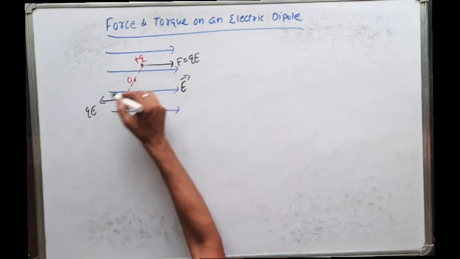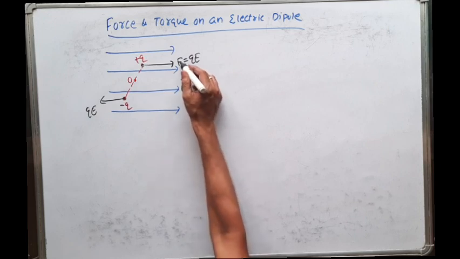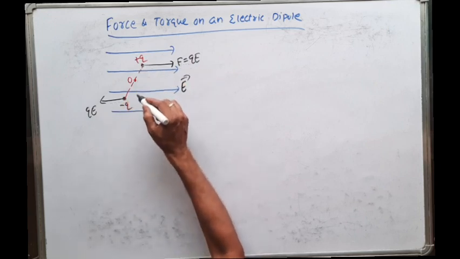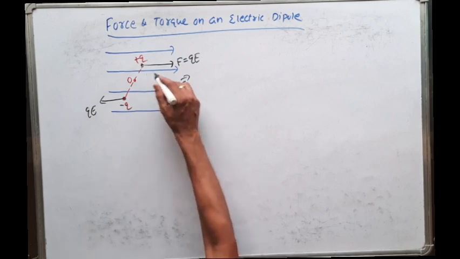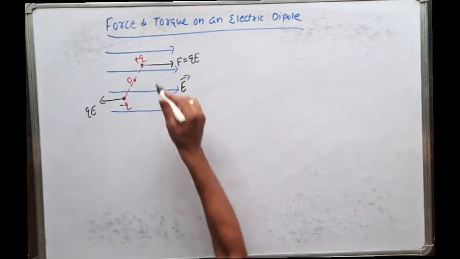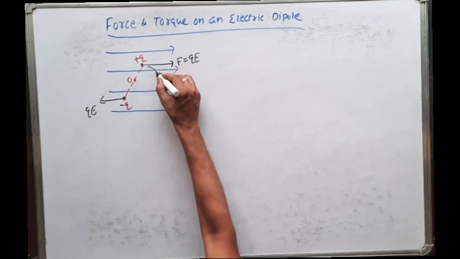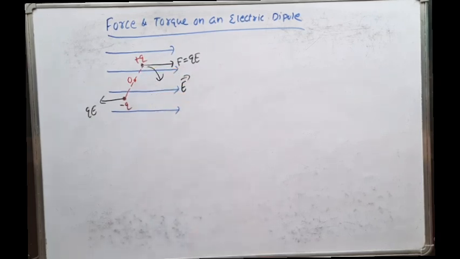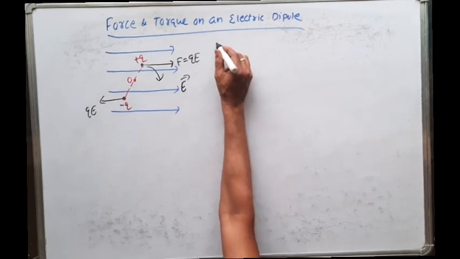Now see, these two forces on the dipole are of equal magnitude and opposite, and they are acting along two different lines, so they form a couple. And what is the effect of a couple? A couple will produce a rotational motion. So due to these two forces, this dipole will try to rotate. And for rotational motion, torque is responsible. So we will derive the torque.